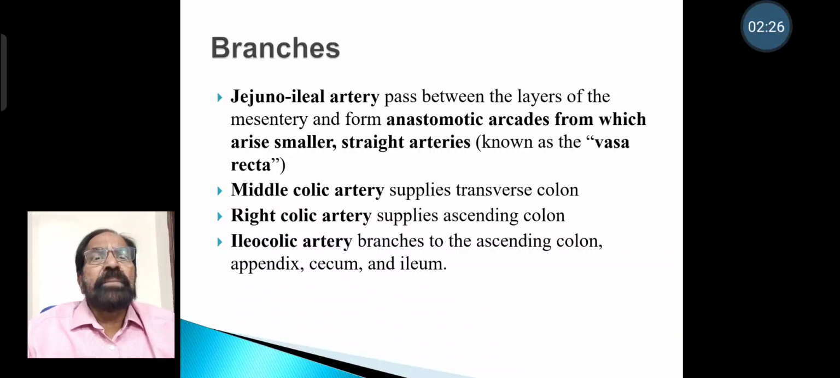Middle colic artery supplies the transverse colon. Right colic artery supplies the ascending colon, and ileocolic artery branches supply the ascending colon, then appendix, cecum and ileum.